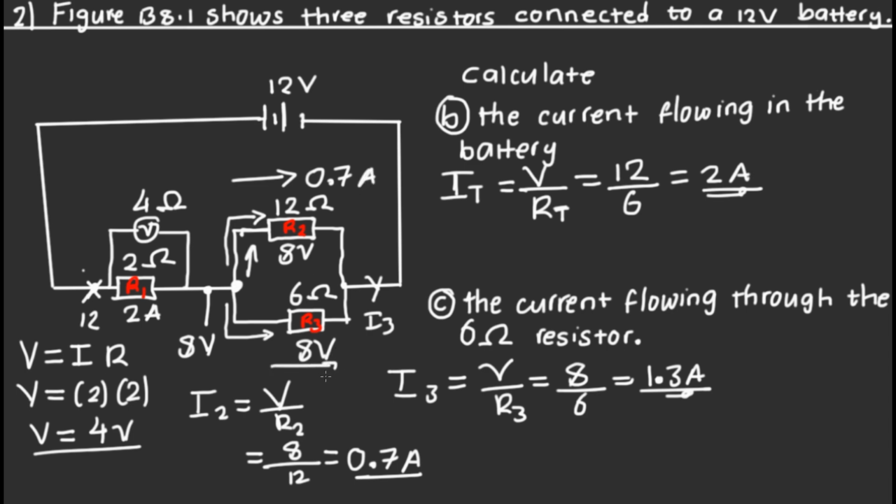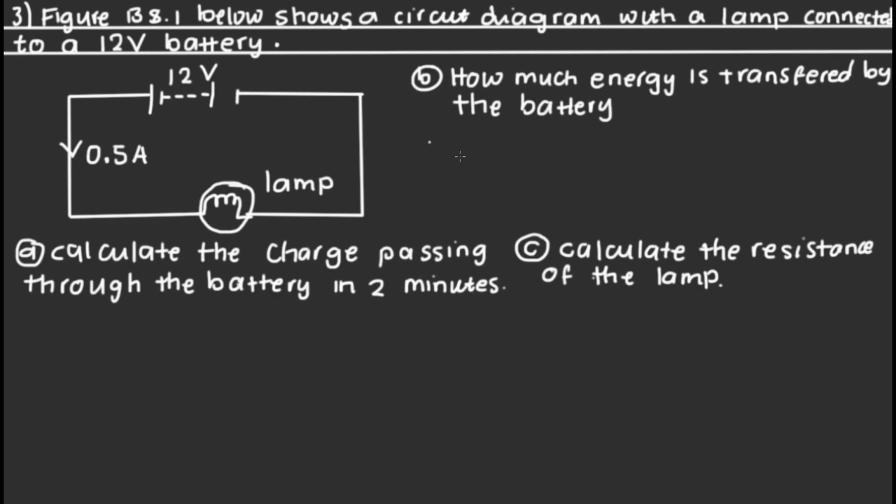Then for this one 1.3 amps was there. So if you get 1.3 plus 0.7, you still get the same total current, which is 2 amps. So make sure that you are able to find the total current. Okay, we'll move on to question number 3.